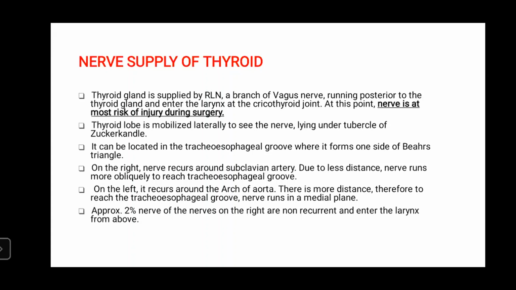It can be located in the tracheoesophageal groove, where it forms the triangle of Beahrs. Beahrs triangle can be identified during the surgery to prevent recurrent laryngeal nerve injury.